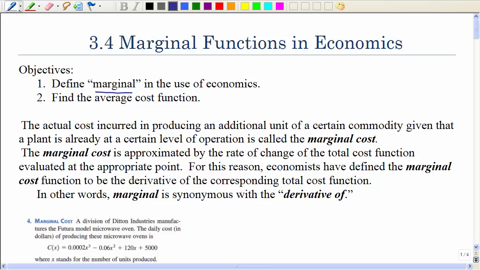Chapter 2. So what is the marginal cost? It is the cost in producing one more unit, right? It's approximated by the rate of change. Now, when you hear that word, rate of change, you should think of derivative. Now, the marginal cost is the actual cost of producing one more unit, but instead of trying to use that, we're going to use the rate of change of the total cost function. That would mean the derivative of the total cost function. So, marginal is pretty much the same as derivative.